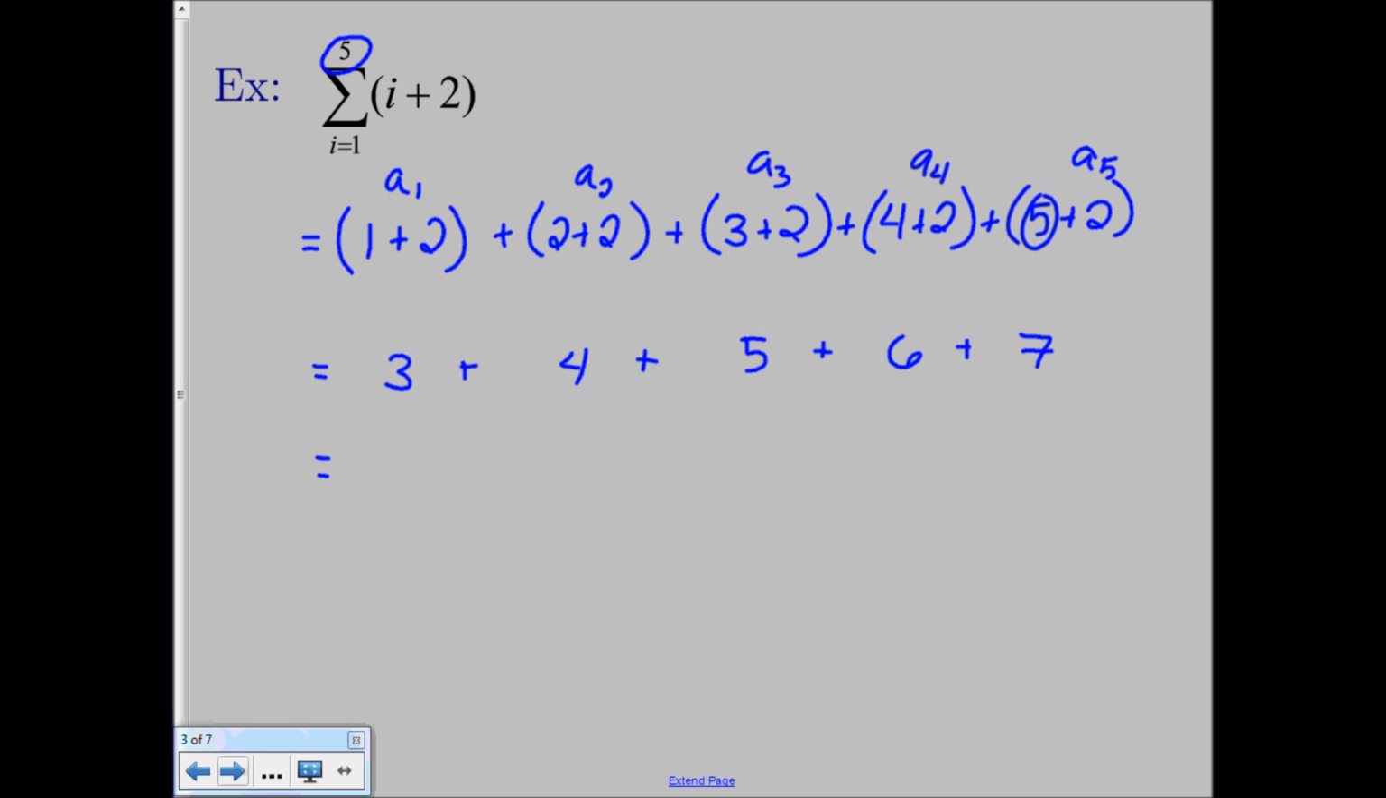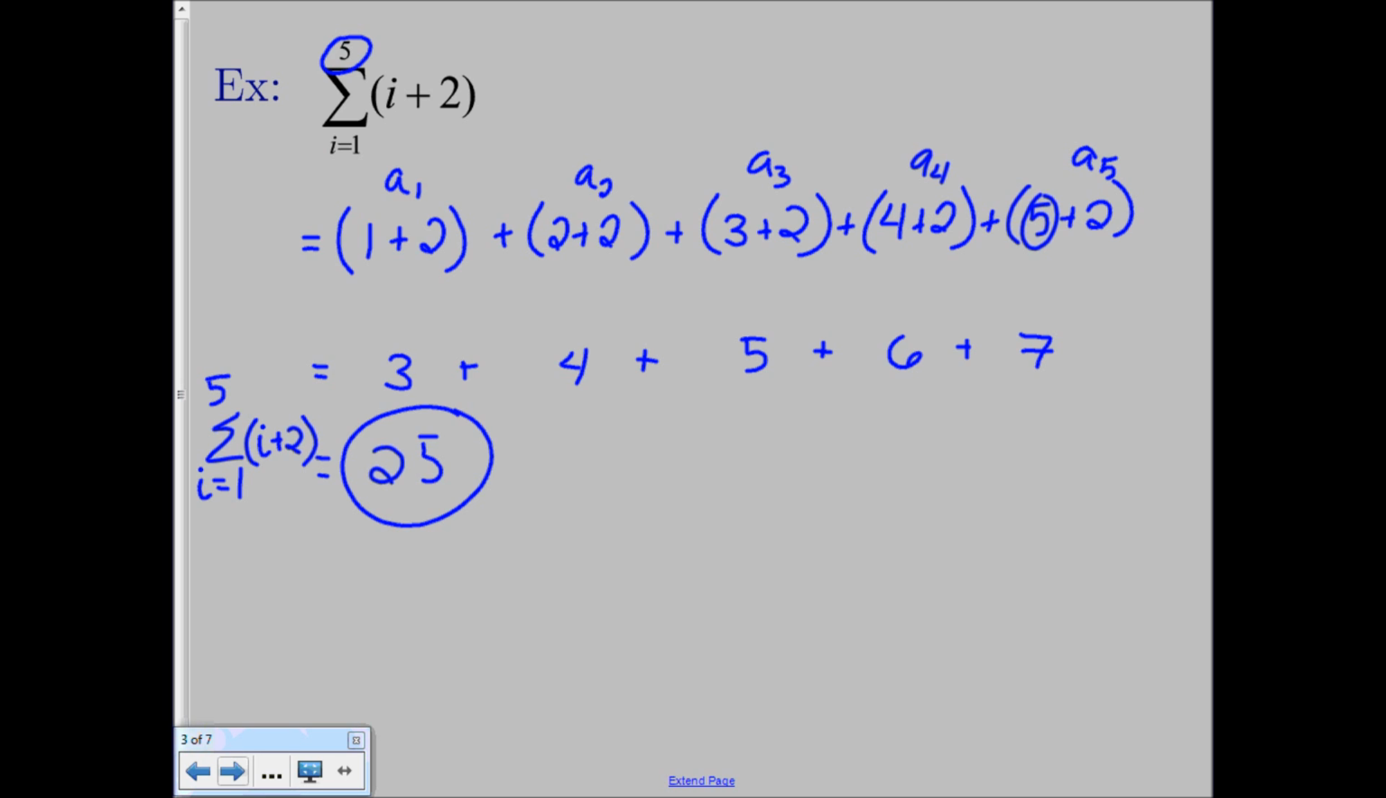So 3 plus 4 is 7, 7 and 5 is 12, 12 and 6 is 18, and 18 and 7 is 25. So the sum from i going from 1 to 5 of i plus 2 is just equal to 25. So that's one way to go about doing it. When your indexes are small, when you go from 1 to 5 or 1 to 6, it's really easy to just plug in and do the math.